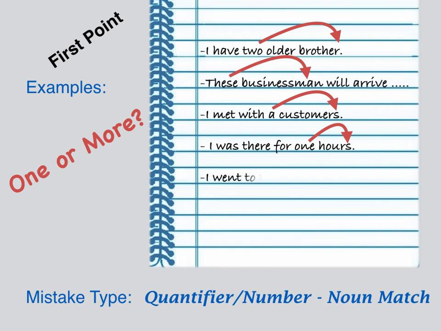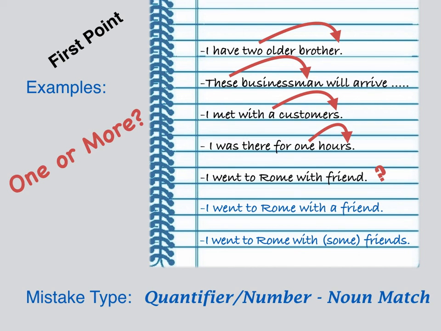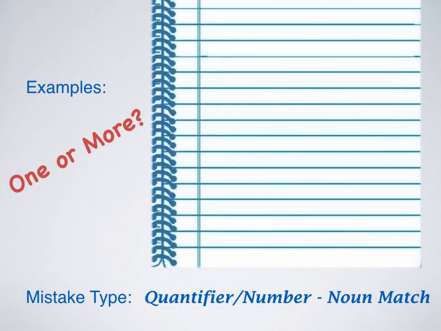Okay, one more example. The problem is, how many friends? It must be a friend or friends, and we often say some friends. Now, if you think carefully when you are writing, you can find all of these mistakes yourself. Let's see the corrected sentences.